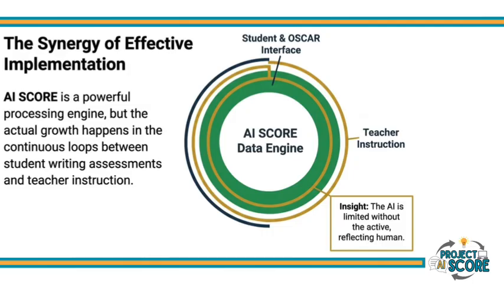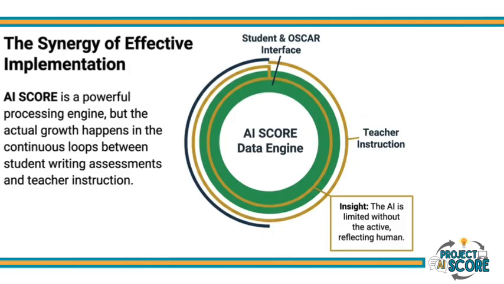But the most important element of the system is the instruction from and relationship with the teacher. AI Score cannot replace that. The real writing growth happens between the assessment cycle. Regular and data-informed instruction delivered by you, the teacher, is what moves the needle.